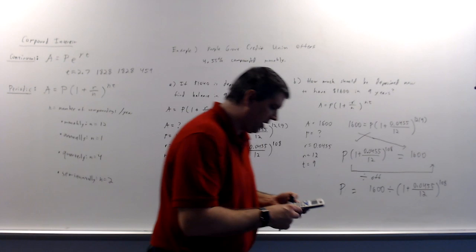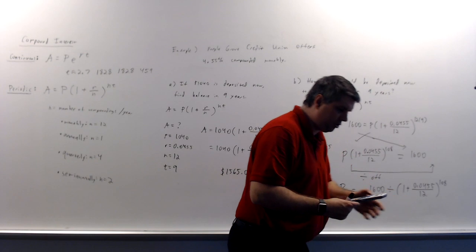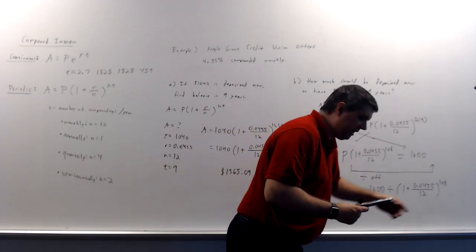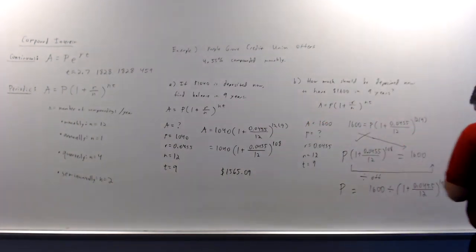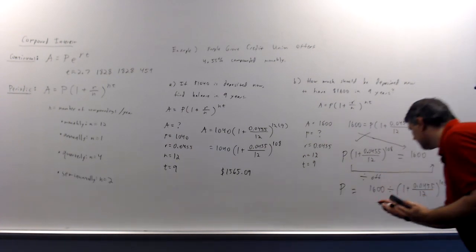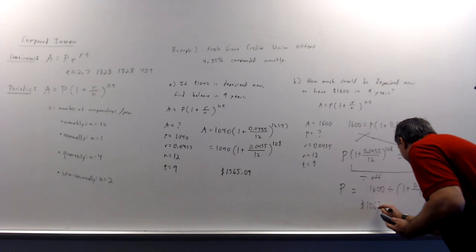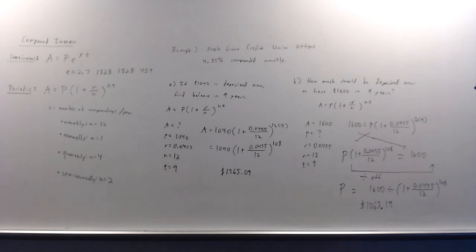Just type in the 1600 division, parenthesis. Very important that you include that parenthesis. 1 plus 0.0455 division 12. Balance the parenthesis, your generic exponent button 108. To the nearest cent, I got $1,063.19 rounded to 2 decimal places.